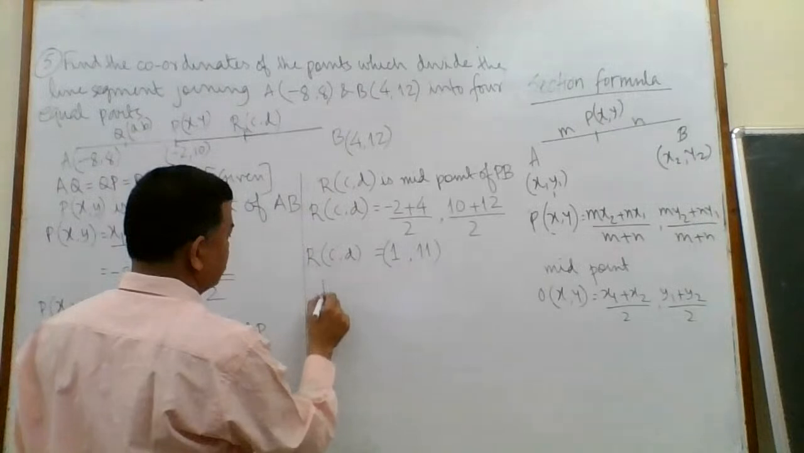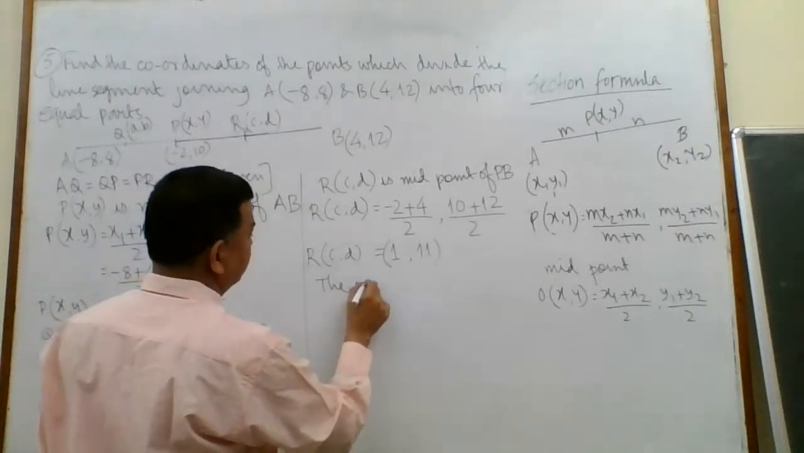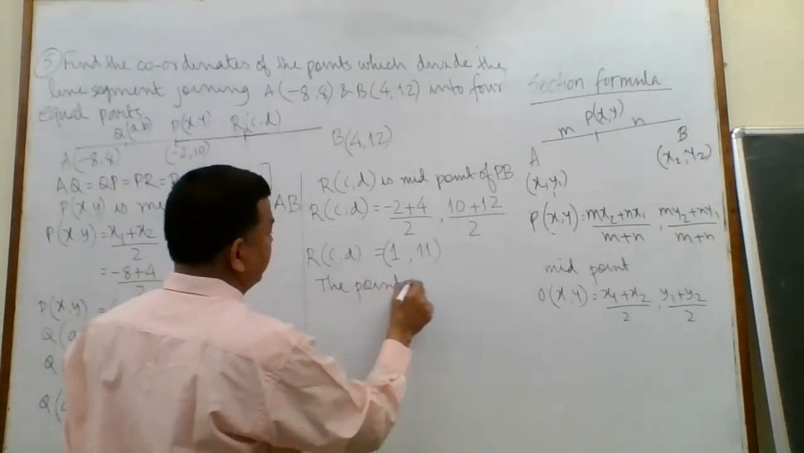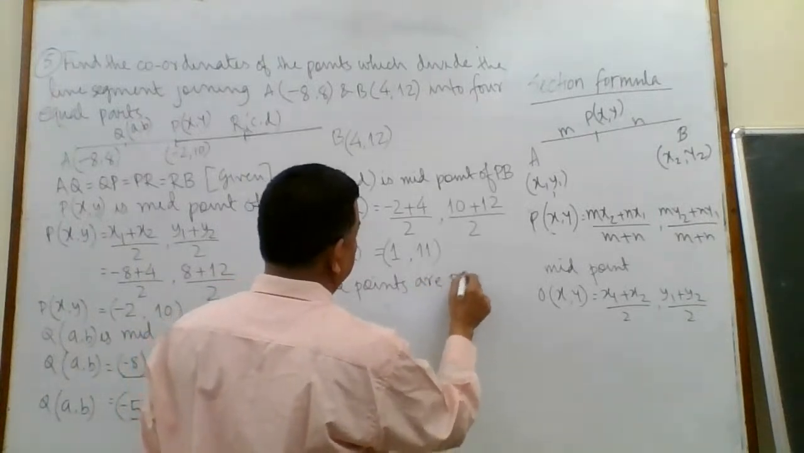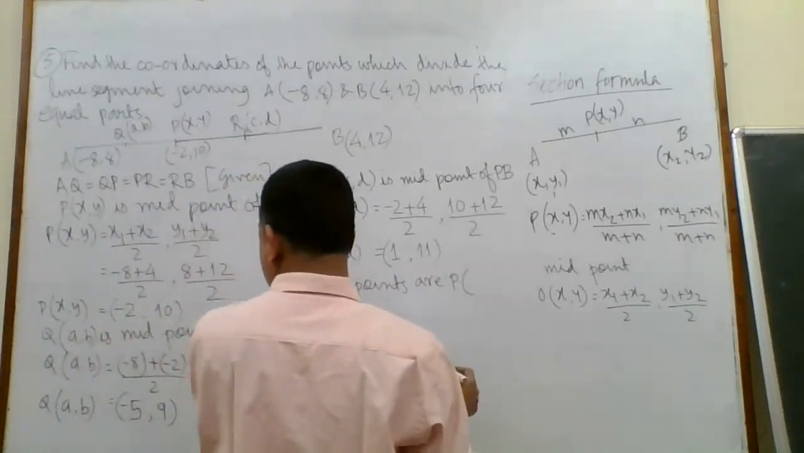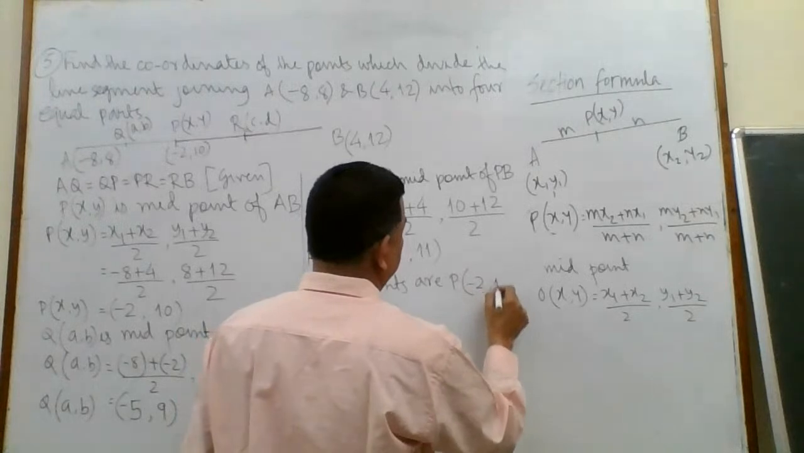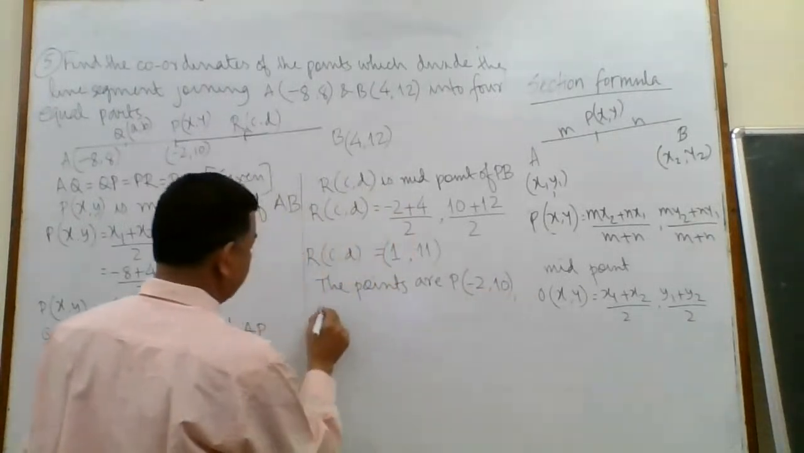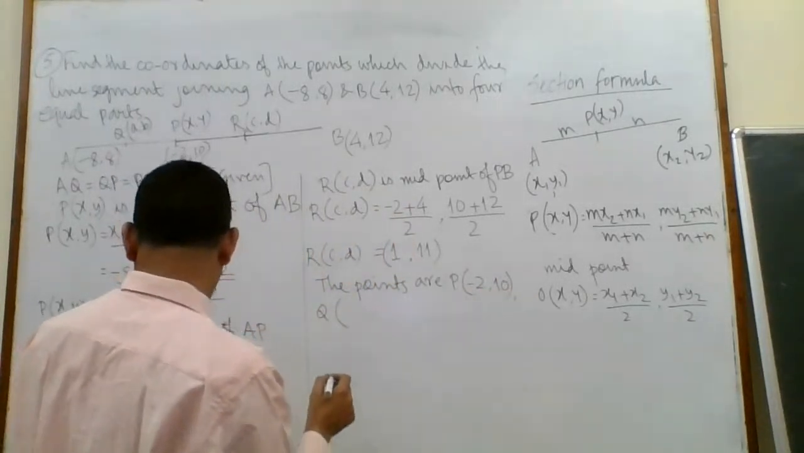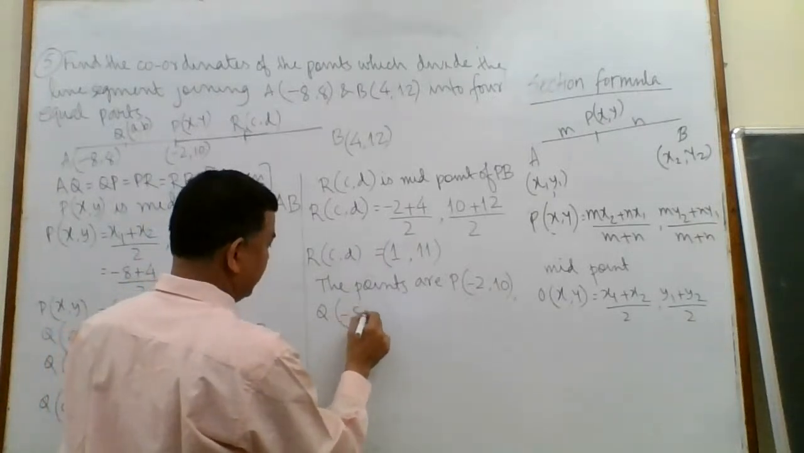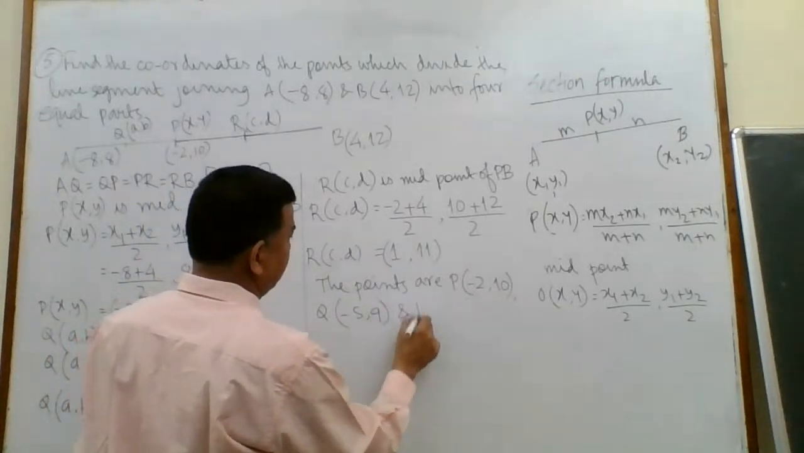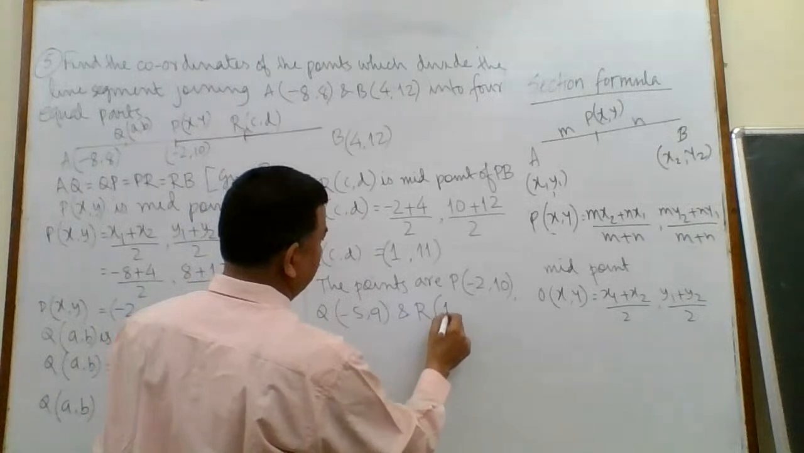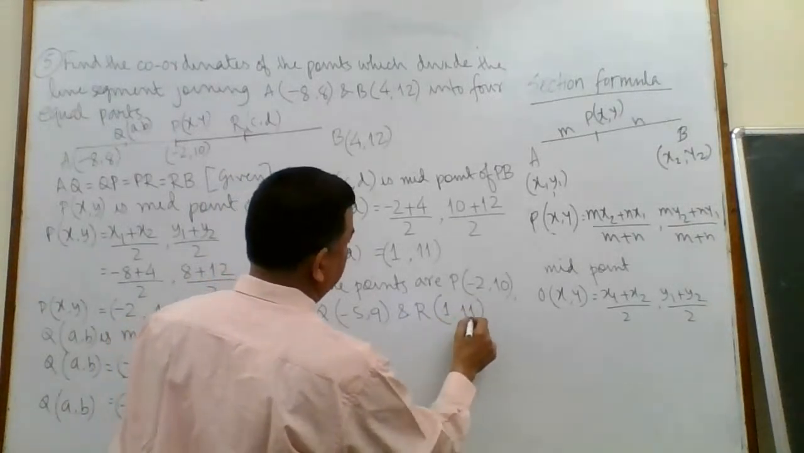So at last, the points are P (minus 2, 10), Q (minus 5, 9), and R (1, 11).